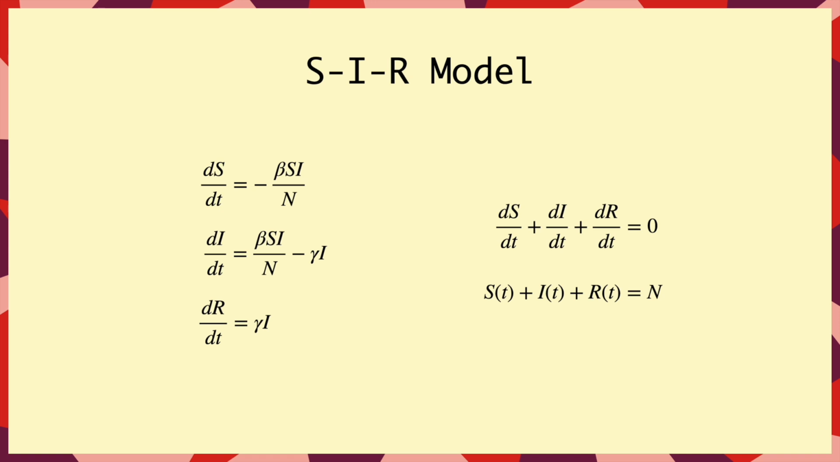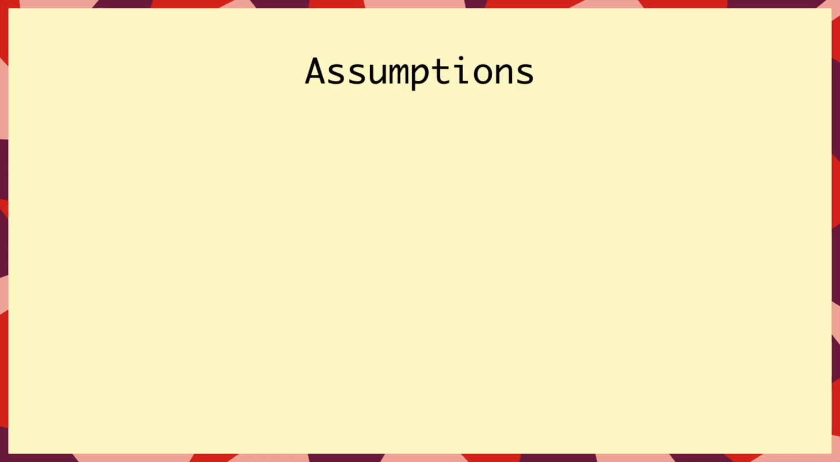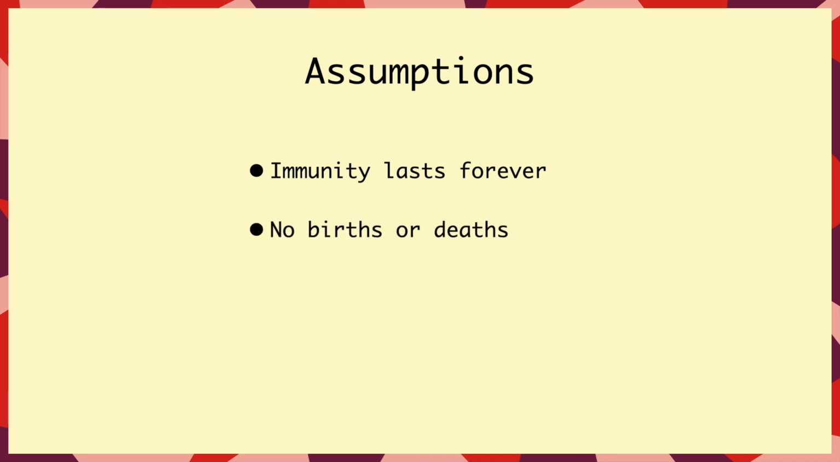Now, I mentioned that this is the most basic form of this model, and we'll take a look at more complex things later on. But let's think about the assumptions we've made so far. Well, firstly, our immunity lasts forever. So once you've recovered, you stay there forever, which might not be very realistic. Also, there aren't any births or deaths in our population, and that might be an appropriate simplification to make if we're only looking at a very short time period, say a few days or weeks. But over years, that probably isn't going to be very accurate.